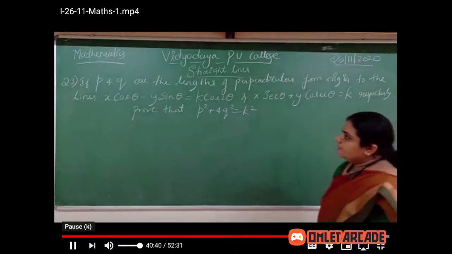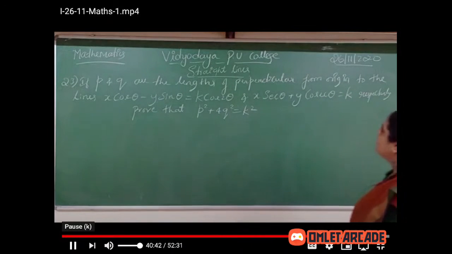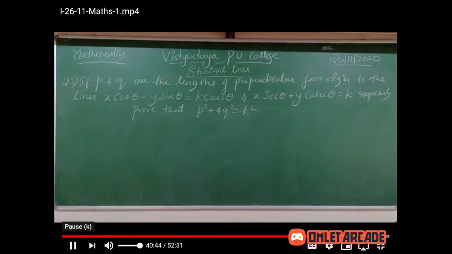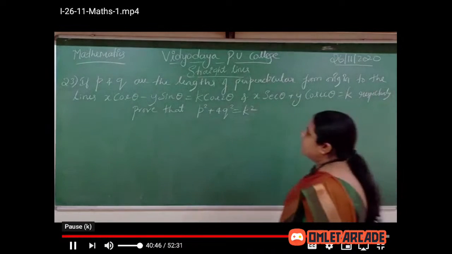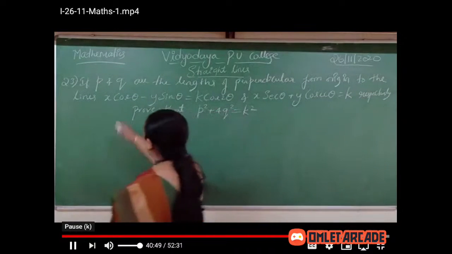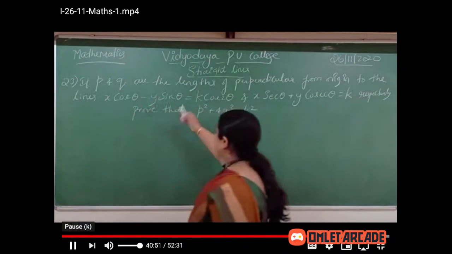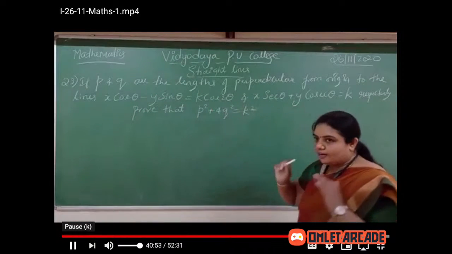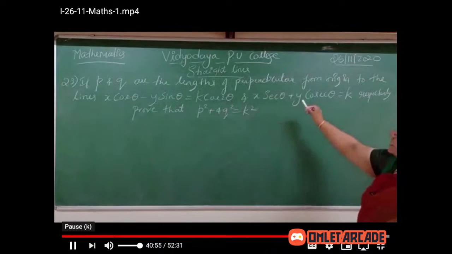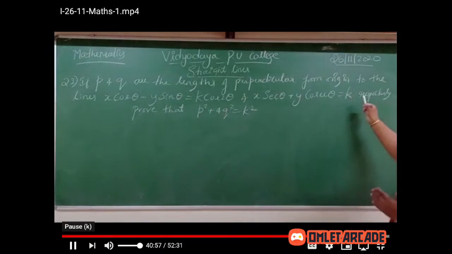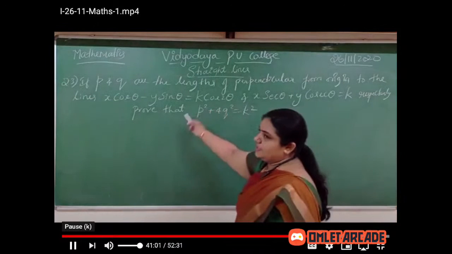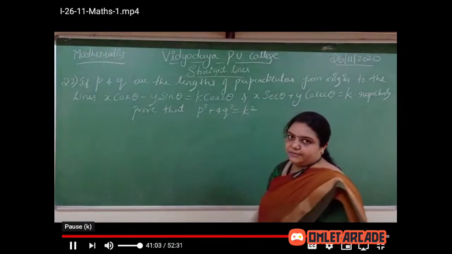Next question. If p and q are the lengths of perpendicular from the origin to the lines, two lines are given. It's a big equation, students. Write them carefully. x cos theta minus y sin theta is equal to k cos 2 theta, one equation. And another is x secant theta plus y cosecant theta is equal to k. Then we have to prove this condition. We have to prove this equation.